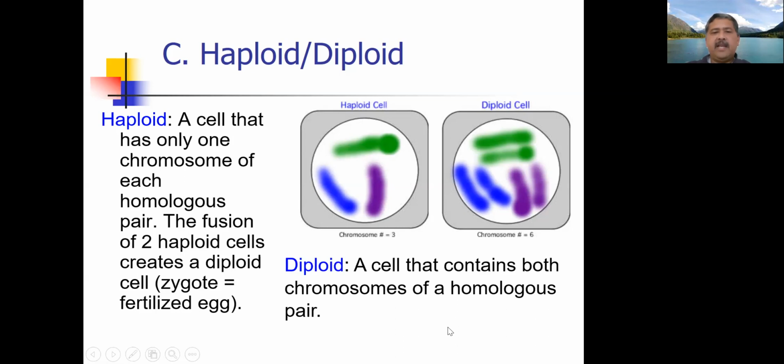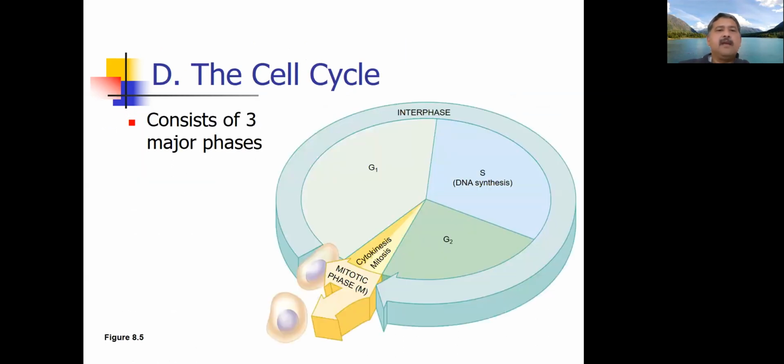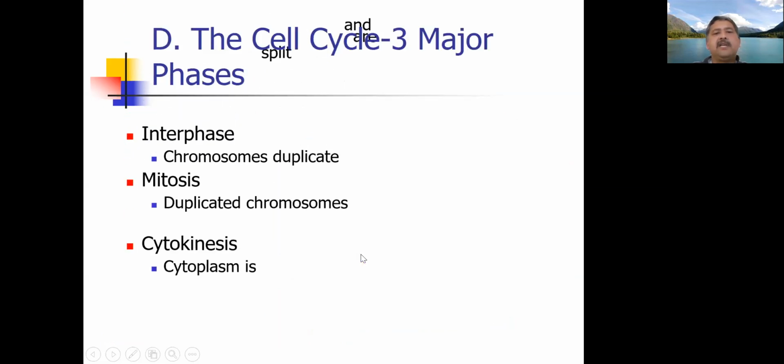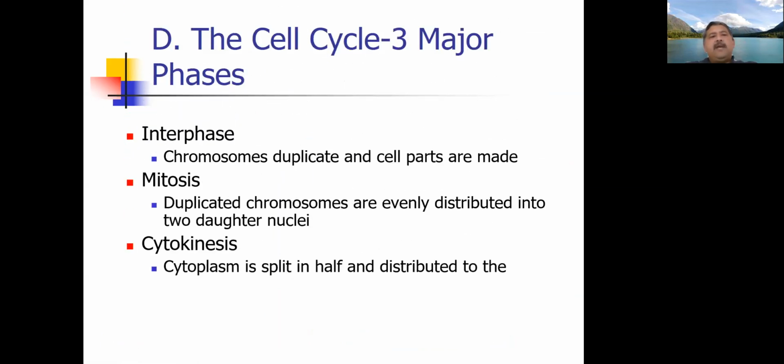So haploid and diploid. Now, the cell cycle consists of 3 major phases. We have interphase, which is the longest phase of the cell cycle. Then we have mitosis, and we have cytokinesis. We're going to take a look at each of those, but here are the major points of interphase, mitosis, and cytokinesis.